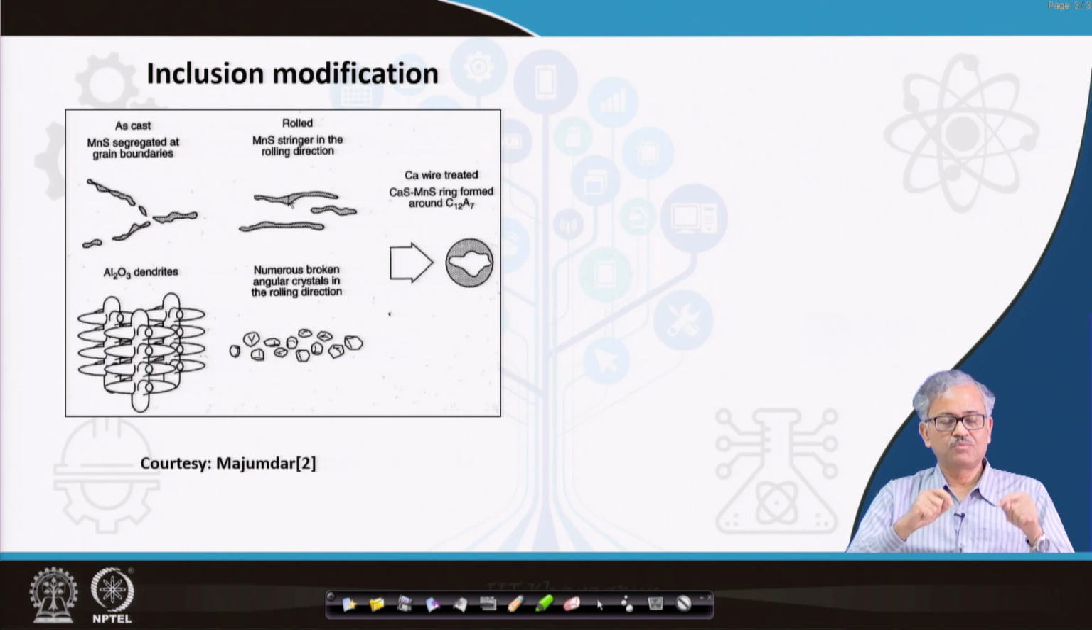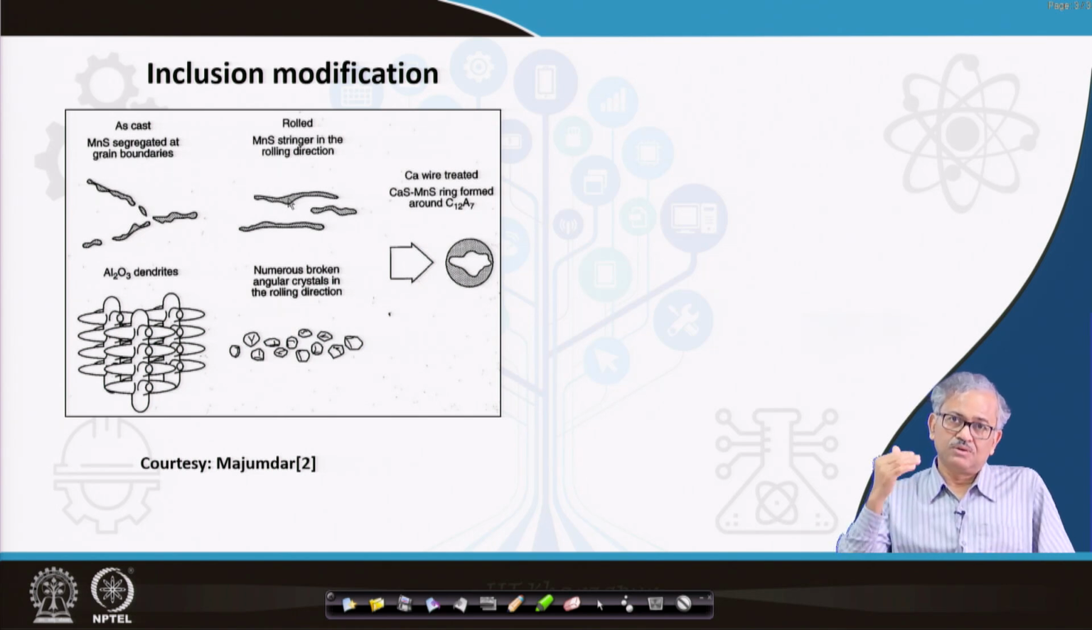But the thing is that they are the point of weakness, because in that region the matrix is very weak, because they do not have much strength. So, okay, they can allow the propagation of cracks easily through them. Okay, so this is the rolled steel.